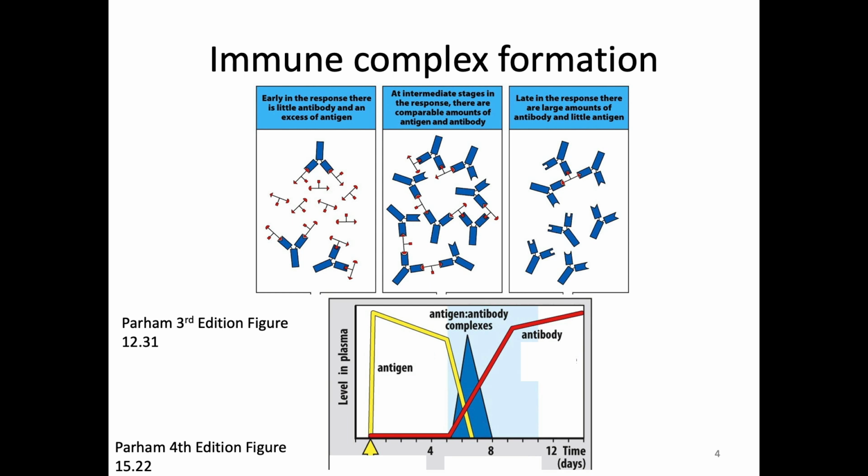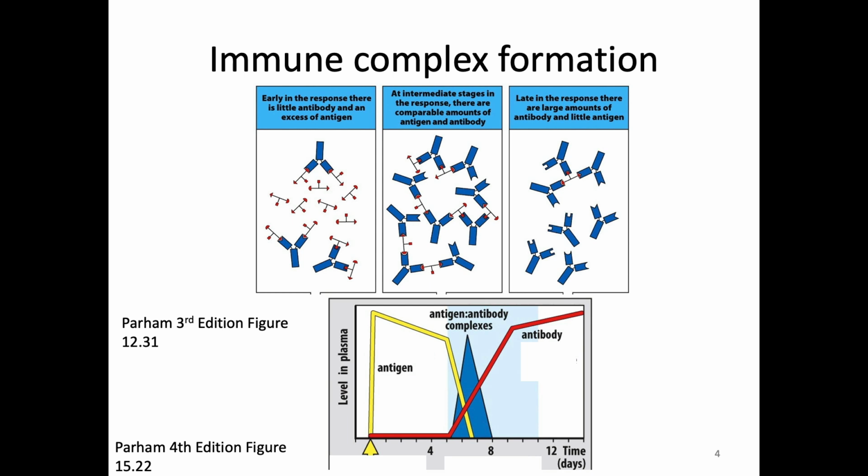If it works out that we have just the right concentration of antigen and antibodies, we can start to make these huge structures where multiple antibody molecules are binding to multiple antigens. Each antigen is bound to multiple antibodies, and you get this really big structure. If there's too much antigen, then you don't really get immune complex formation. If there's too much antibody, then you don't really get immune complex formation. Again, you have to have just the right concentrations of the two of them.